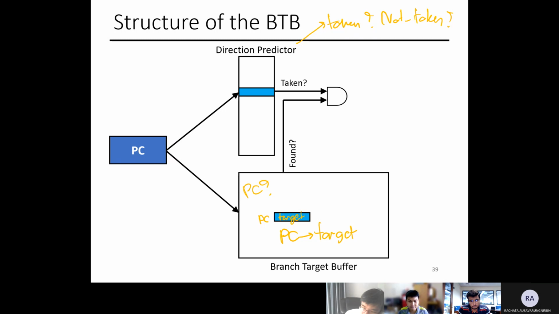If you can find this, there are two options. You can either take the branch or not take the branch. So if you take the branch, where do you go to? Target. Just target. If you're not taking the branch, where do you go to?